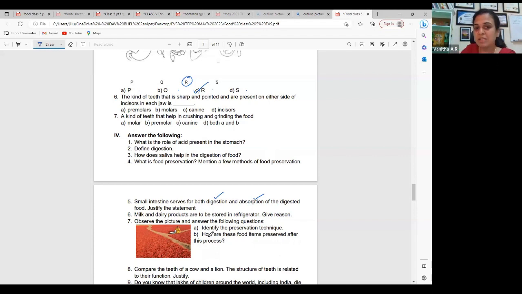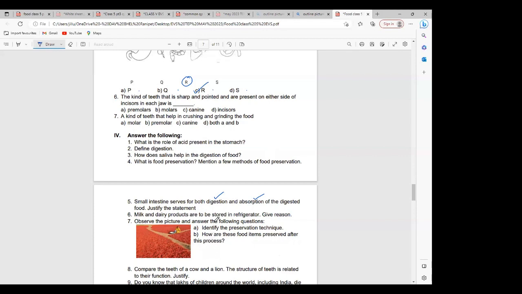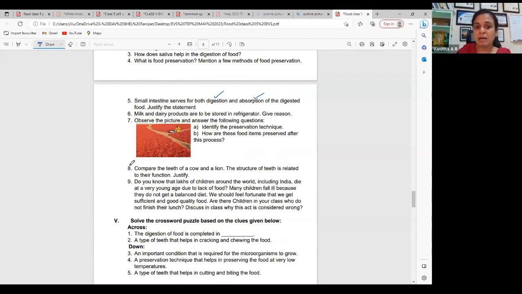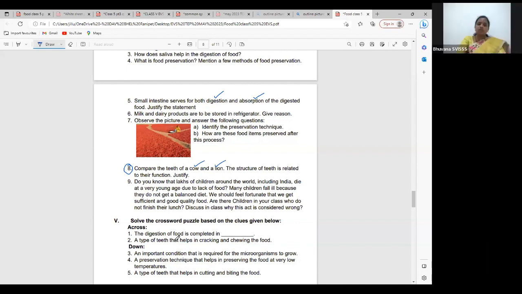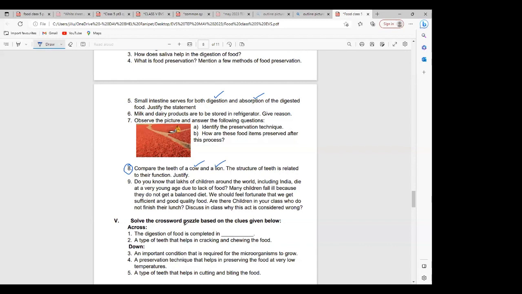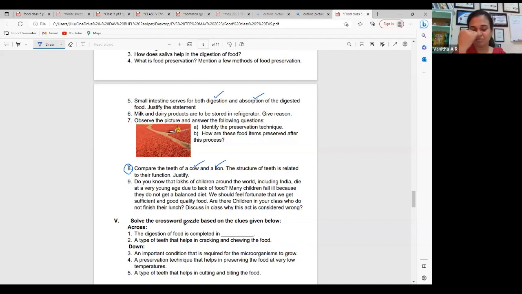Next question is milk and dairy products are to be stored in a refrigerator. Give reason. And then there is question number 8. Compare the teeth of a cow and a lion. Is it taught in the classroom? Yes. Simple, ma'am. They have canines, sharp, and the cows have the incisors.